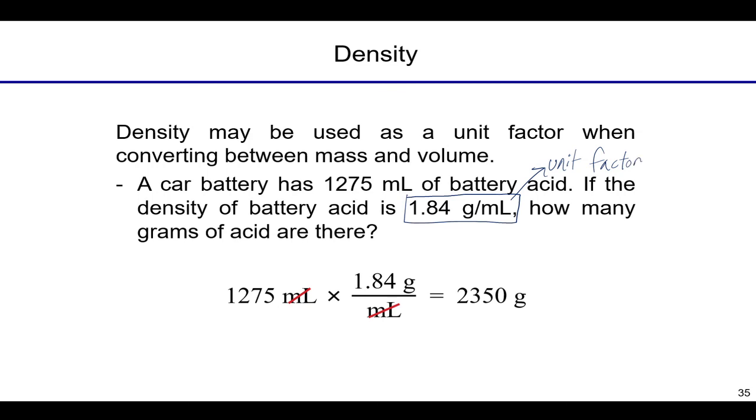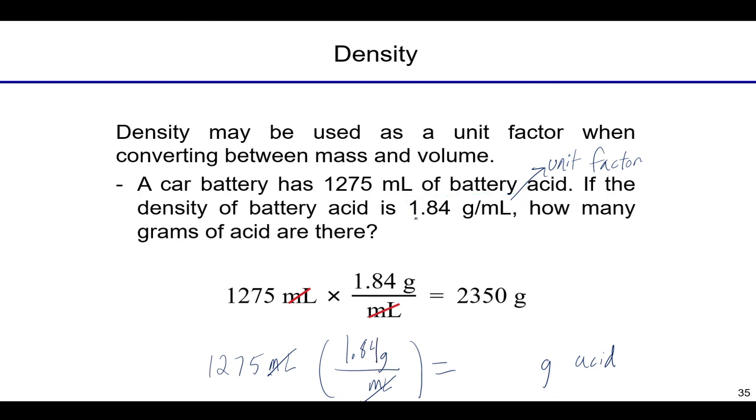A car battery has 1275 milliliters of battery acid. If the density is 1.84 grams per milliliter, how many grams of acid are there? So again, it's shown on the screen, but grams of acid on the right, given information on the left. You're given the density, but that density is going to be a unit factor, and it's just up to you to figure out how to organize it in here. Obviously, milliliter has to go on the bottom to cancel milliliters, and so grams goes on top, and 1.84 goes with grams, because that is explicitly what's said.